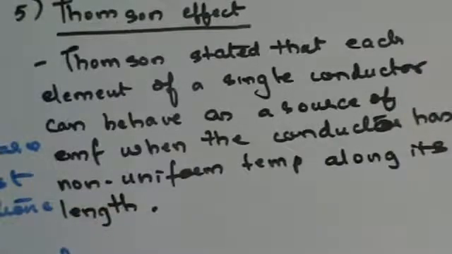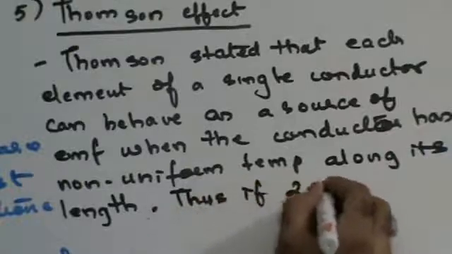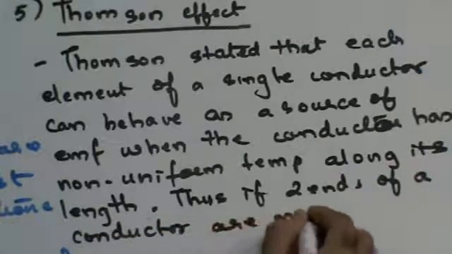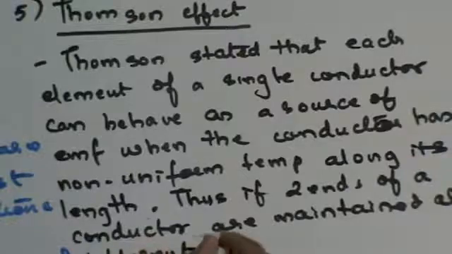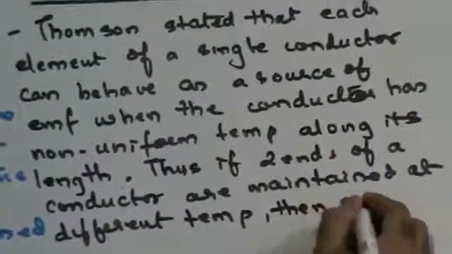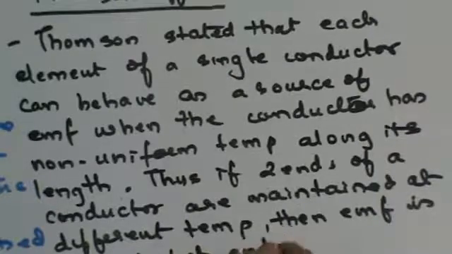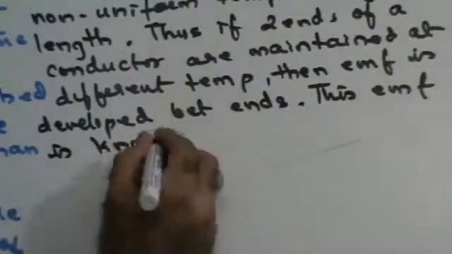Right? Thus, if the two ends of a single conductor are maintained at different temperatures, then an EMF is developed between the ends. Right? This EMF is known as Thomson EMF.